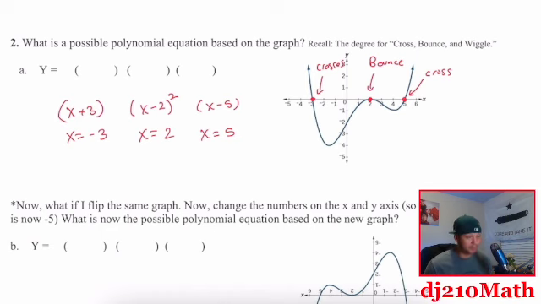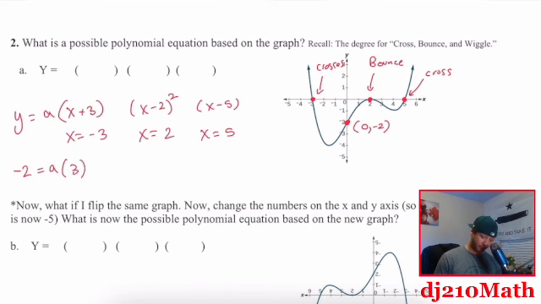A possible equation. There's a value out front, right? There's an a value out front. We need to solve for a. So we need to find a known point, any known point. And here we have the y-intercept. This is going to be when x is 0, y is negative 2. So negative 2 equals a times 0 plus 3, 0 minus 2 squared, 0 minus 5.